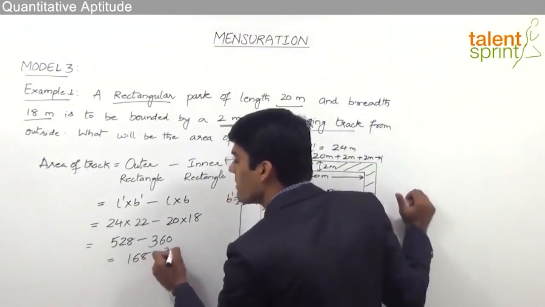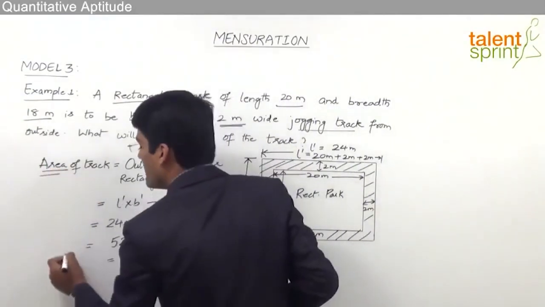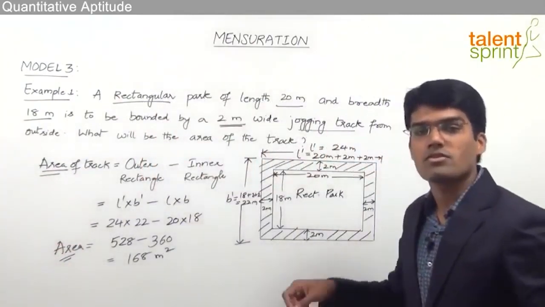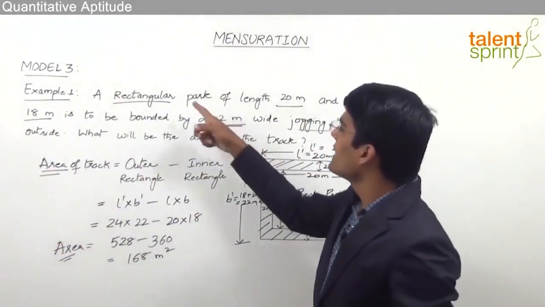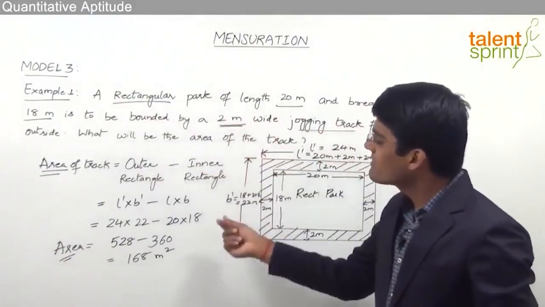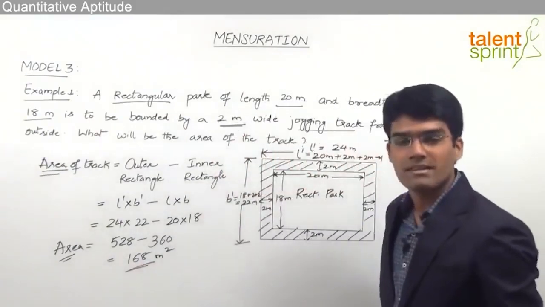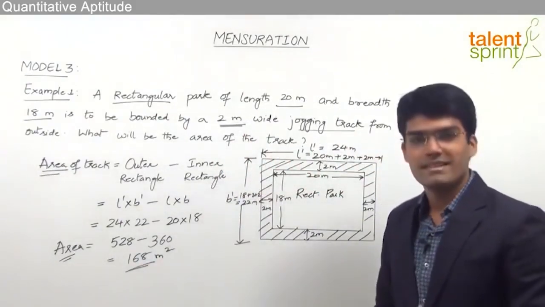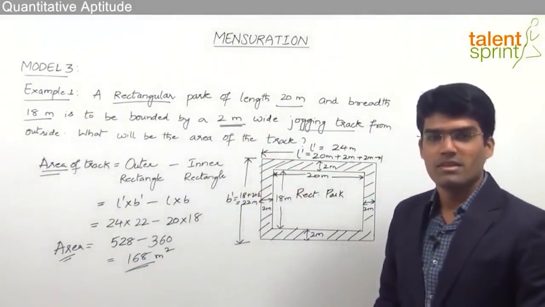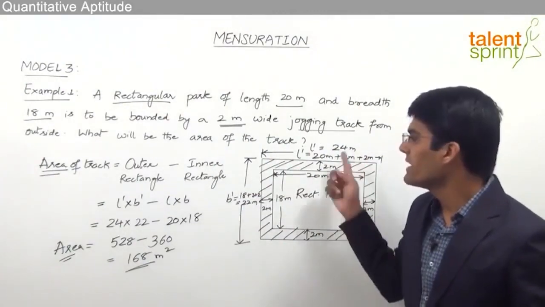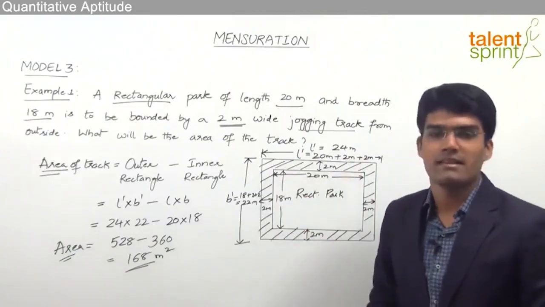Why meter square? Because we are measuring the area. Area will always be in terms of meter square or centimeter square or square of units. And because the length and breadth are given in terms of meters, this will also be in meters. So we can say that the area of the track which has been constructed outside the park will be 168 meters square. So this is how we can find out the area of the track or the footpath by taking it as outer rectangle area minus inner rectangle area.